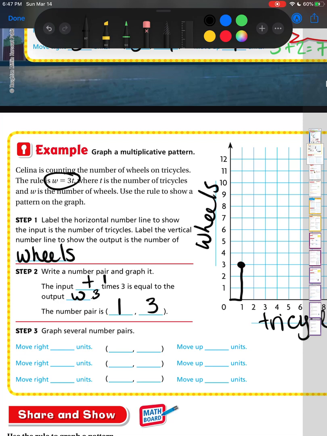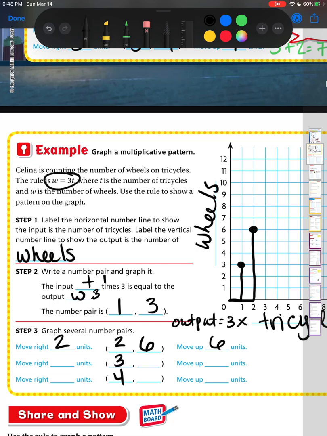Whatever our input is, since our rule is 3 times T, it's going to be whatever our input is times 3 that gets us our output. So let's try with inputs of 2, 3, and 4. Remember, our rule is output is equal to 3 times whatever our number of tricycles is, right? So if our input was 2, we would do 2 times 3. Well, 2 times 3 is 6. So we would go 2 units to the right and 6 units up. We'd go over 2, up 6. We end up right here.